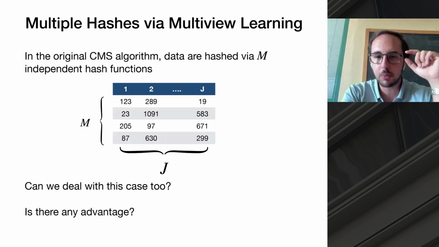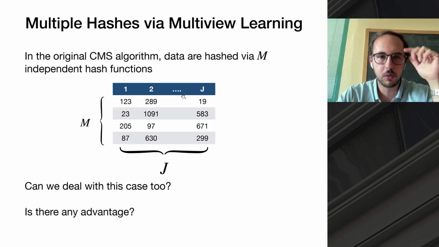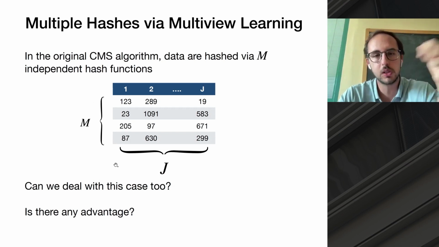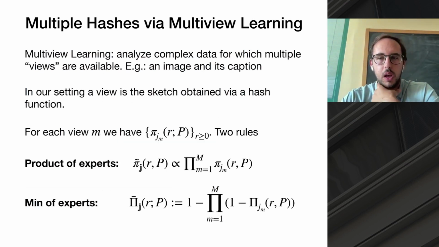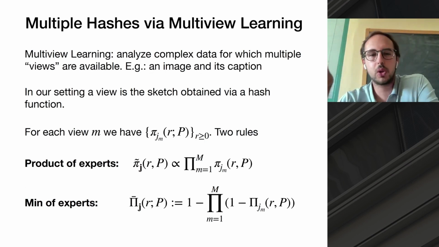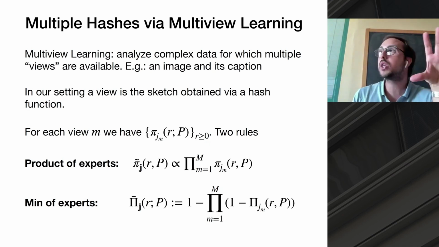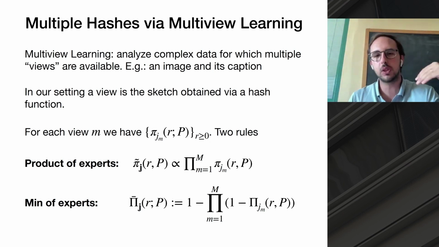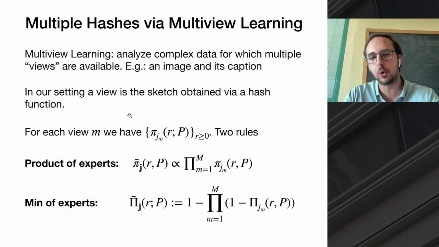In the few minutes that I have left, let me just mention that all of this was done dealing with one single hash function, but in the original count-mean sketch algorithm, we have capital M of them. So can we deal with this too? And is there any advantage in having more than one hash function? And to do so, we take inspiration from the multi-view learning literature, in which you have data that are represented using multiple views. For instance, you have an image and a caption. They talk about the same thing, it's just two different kinds of data. In our setting, we see each of these rows as a view of the data set. It's a compressed view of the data set.